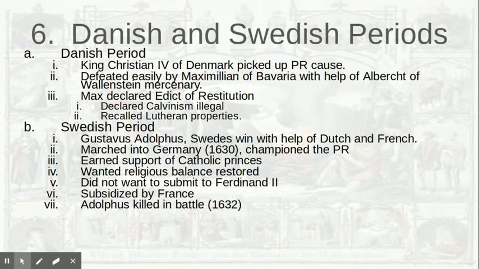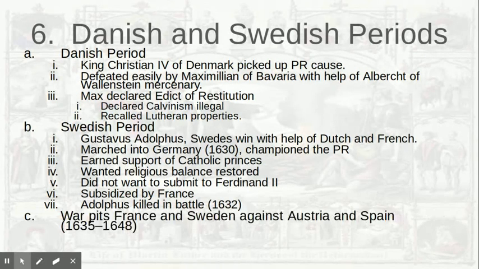And so the French money in particular helped. But in the end, as any part of agreement that he wanted to make, he would not submit to the Catholic leadership. And so his fighting continues to drag on through 1632, when, unfortunately for him and the Protestant effort, he was killed in battle.